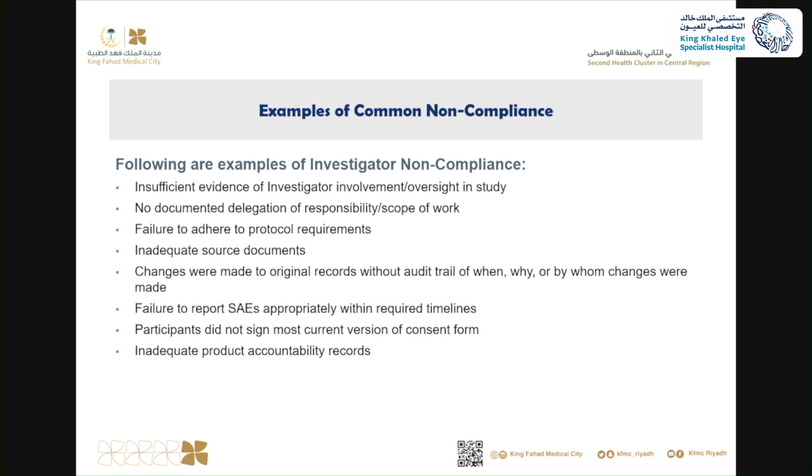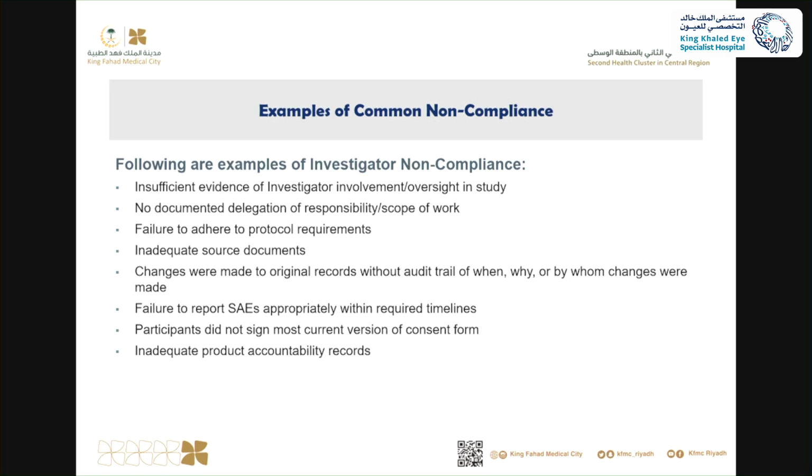Failure to adhere to the protocol requirements, inadequate source documents. Changes were made to original records without informing the IRB. Failure to report serious adverse events, death cases. It happened that we discovered one patient who died 6 months before, and the IRB didn't know. This is negligence.